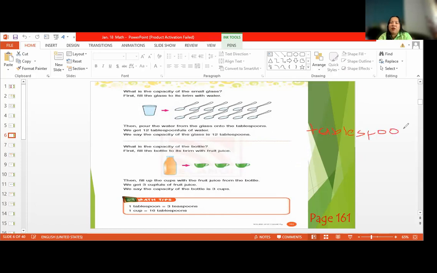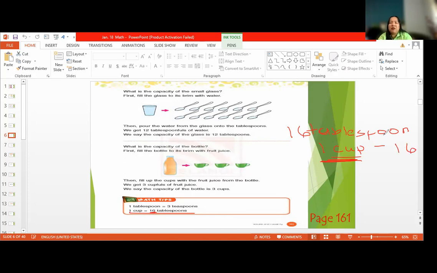Tablespoon. How many tablespoons are there in 1 cup? 1 cup equals to... 12? Oh, 12? 16. It is 16 tablespoons. 1 cup is equivalent of 16 tablespoons.